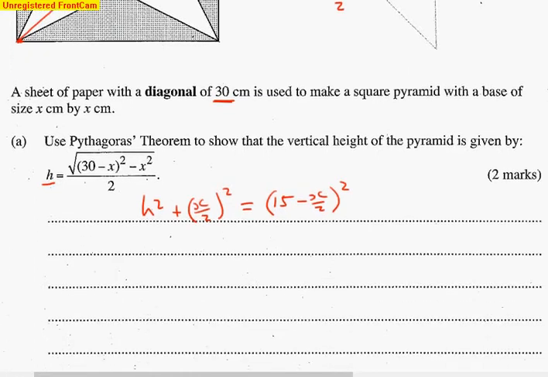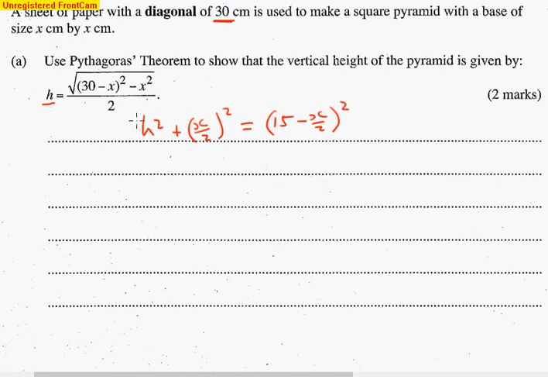It's now going to be a bit of an algebraic manipulation to end up getting it to look like we're required to get it to look like. So the first thing, I do want to get h by itself, so I'll take the x over 2 away, so I'm going to end up with h squared equals, therefore h squared equals 15 minus x over 2 squared minus x over 2 squared. Then h will then be the square root of that lot, but it doesn't yet look like I'm required to make it look, so I'm going to do some other stuff before I take my square root.